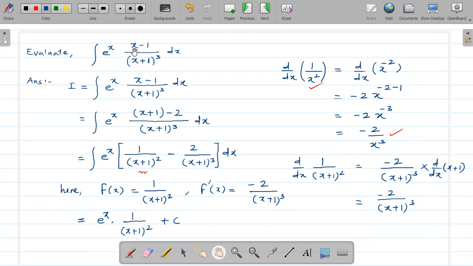Whenever you are given x minus 1 upon (x plus 1) cube, always try to express the numerator in terms of the denominator like this. That is, here it is expressed as x plus 1 minus 2. And after separating the denominator, you will get two terms where the derivative of the first term is minus 2 upon (x plus 1) cube. You will get the combination as f of x plus f dash x. So try to modify the given integration in that form so that you can apply the result.